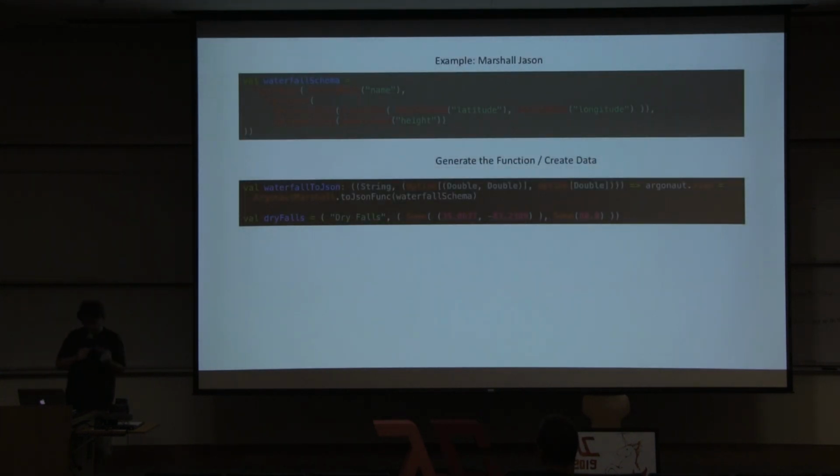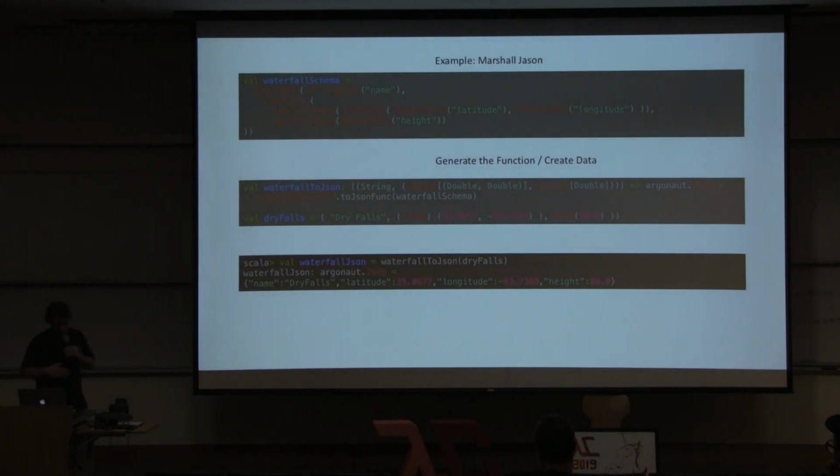Everybody good so far? All right. So now we are going to, what are we going to do? Oh, we're going to create, first we have to create our function here. So here's our waterfall schema. We're going to pass it to our JSON function, and that returns us our function that we just talked about. Now we're creating some actual data, so that data type right there is our string double, double, double. And now we pass it to our function, and then we get our JSON object.